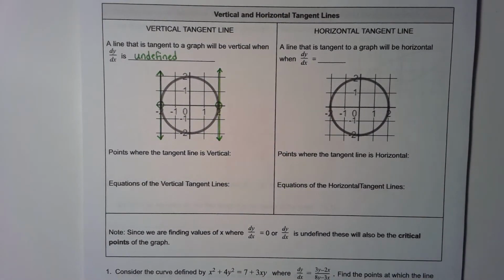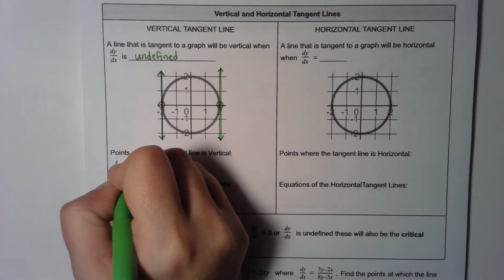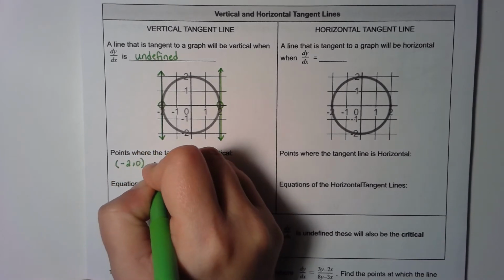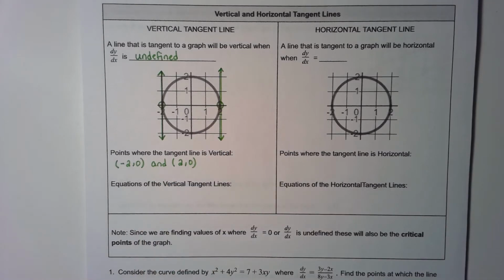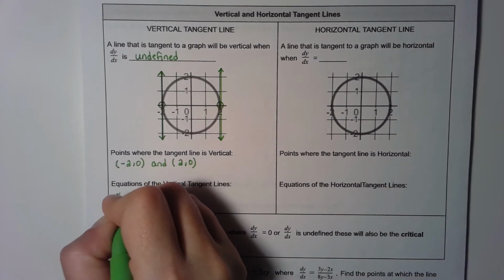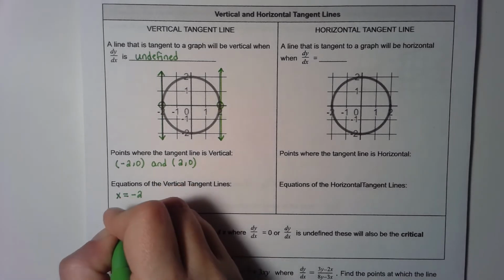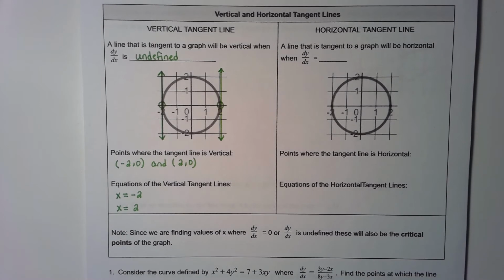Now, we are usually asked to find two different things: the points on the graph where the tangent line is vertical. In this case, the points would be (-2, 0) and (2, 0), as well as the equations of the vertical tangent lines. As a reminder, any vertical line equation has to have an equal sign, and it's going to say x equals. It's going to be x = -2 and x = 2. All vertical lines have x equals in the equation.